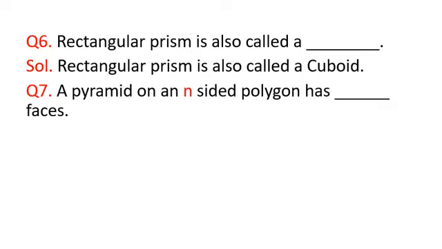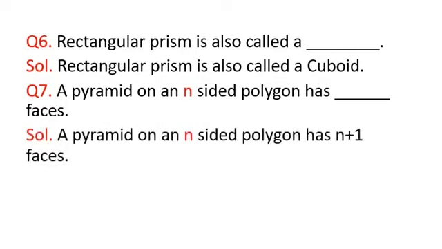Coming to the next question, a pyramid on an n-sided polygon has dash faces. You are supposed to tell the number of faces if the number of sides of a polygon is n. I told you the general way to find the number of faces, vertices and edges in case of a pyramid and in case of a prism. So if the number of sides in the base is n, then faces will be n plus 1. This I told you. Again, I will be giving you one more question in the assignment. Then I will be telling you the table once again.